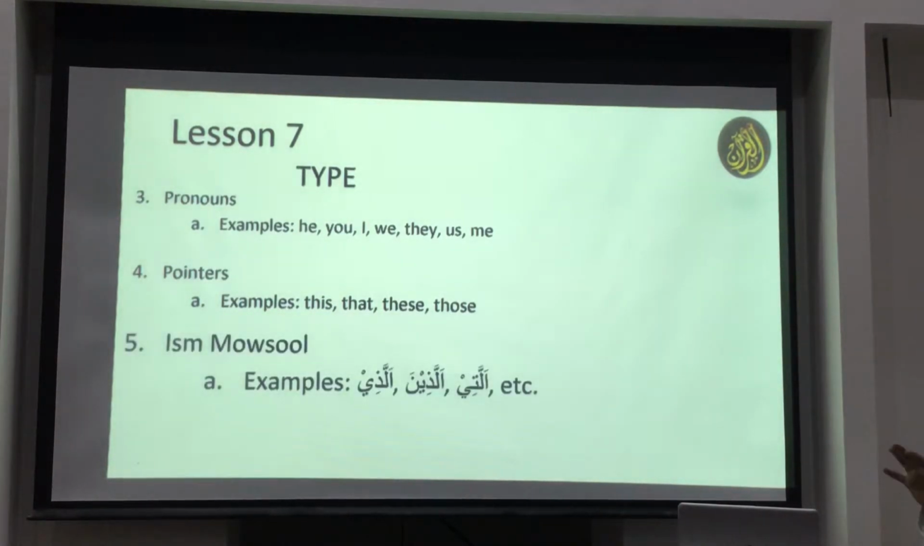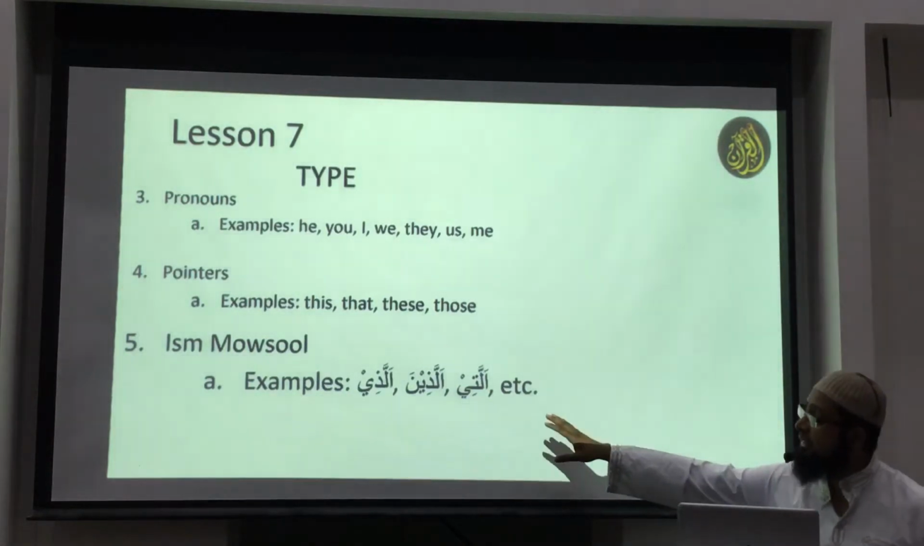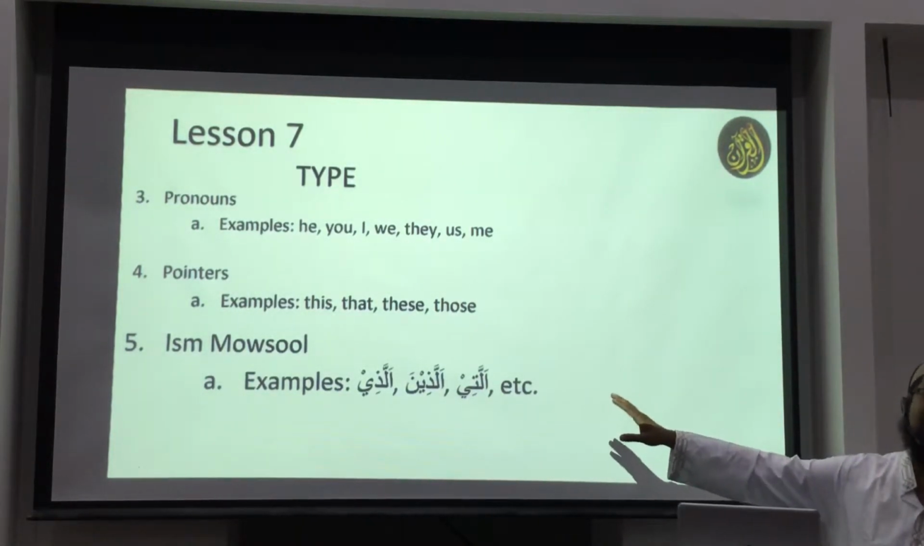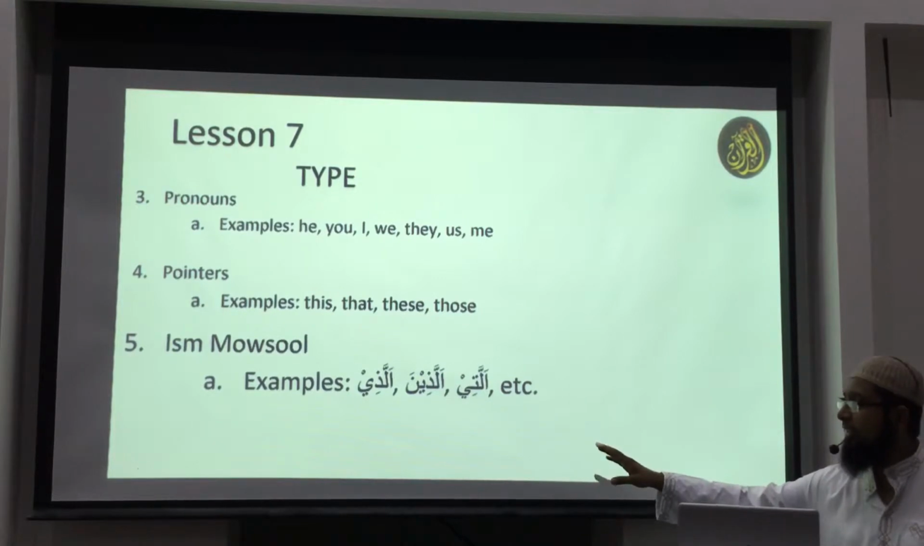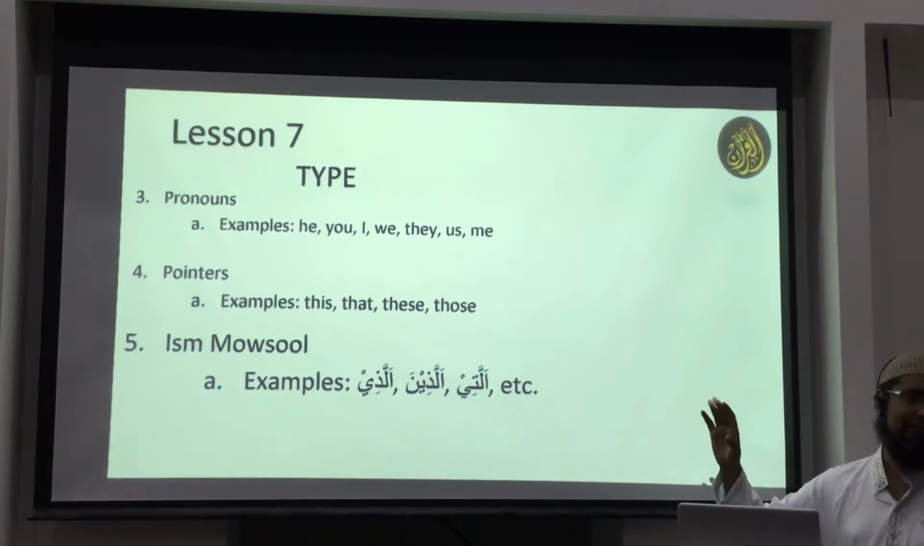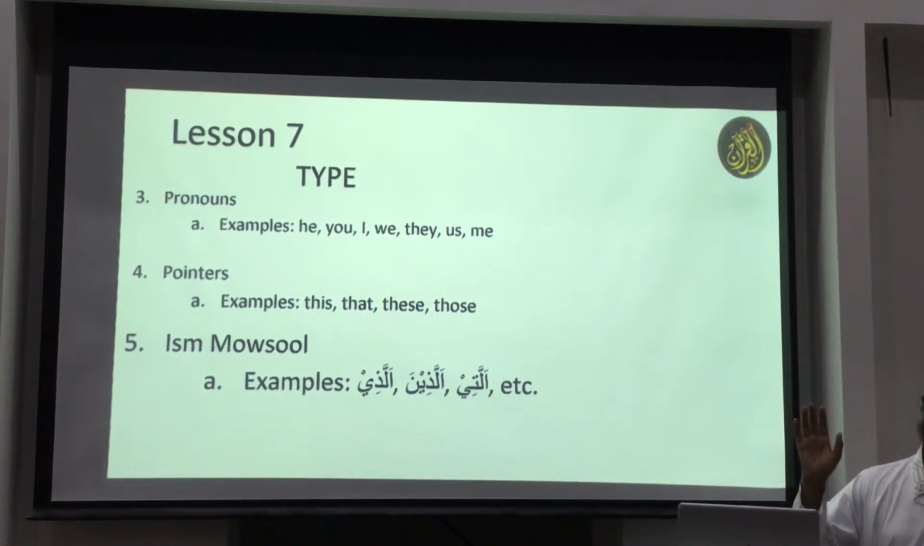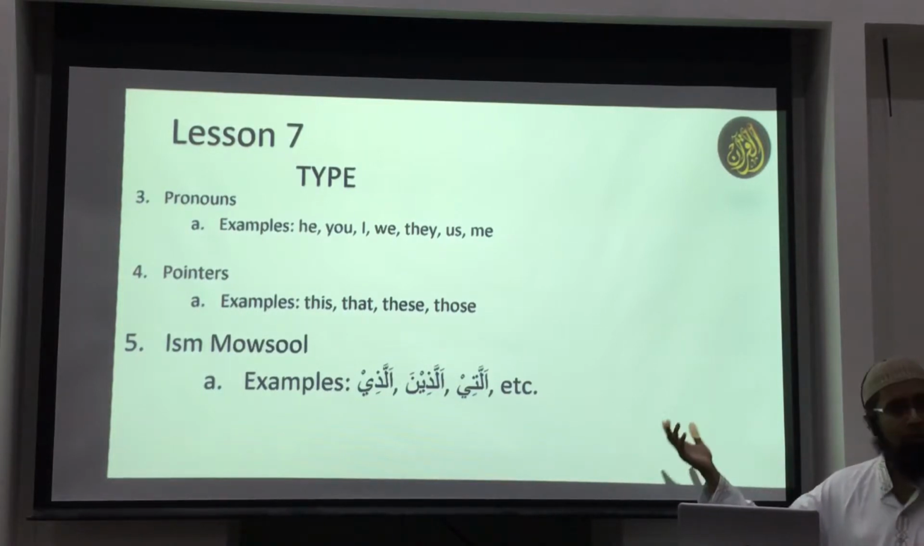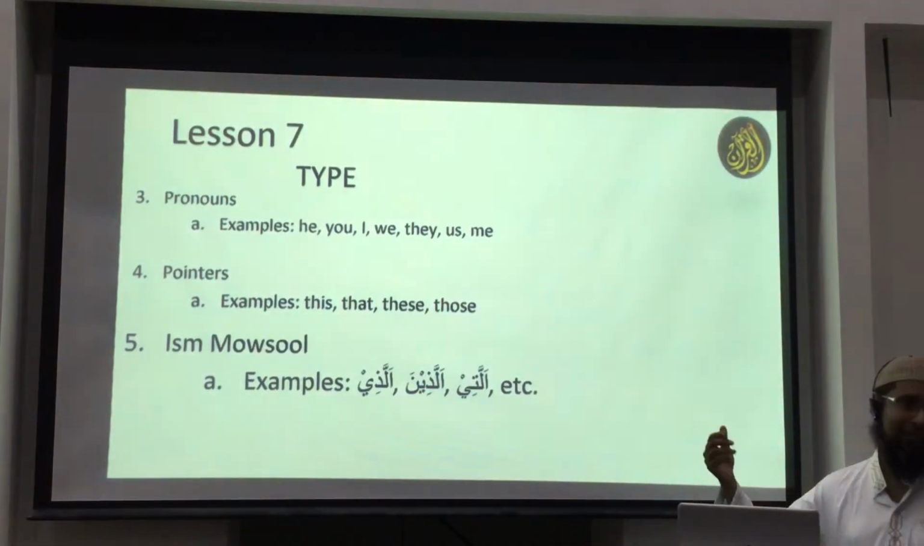Number 5, this is a little bit difficult one, but you will understand. Ism Mausul, it's called Ism Mausul. We'll talk about it later, but just remember these 3 words, and you have read these so many times in the Quran: Alladina, Allati and Allazi. So many surahs have this one, okay? Any surah you pick, Sirat Alladina, okay? So Alladina means those who, or these who.